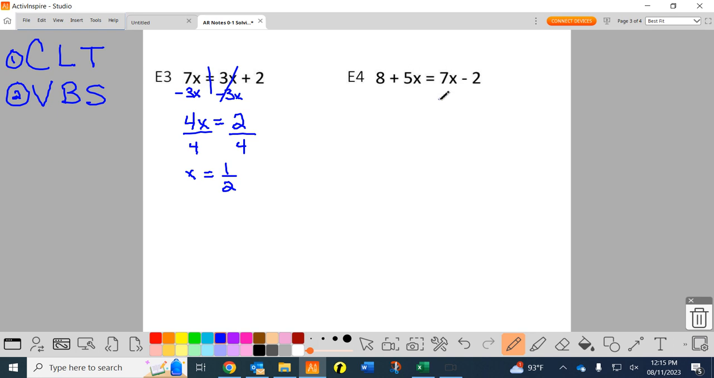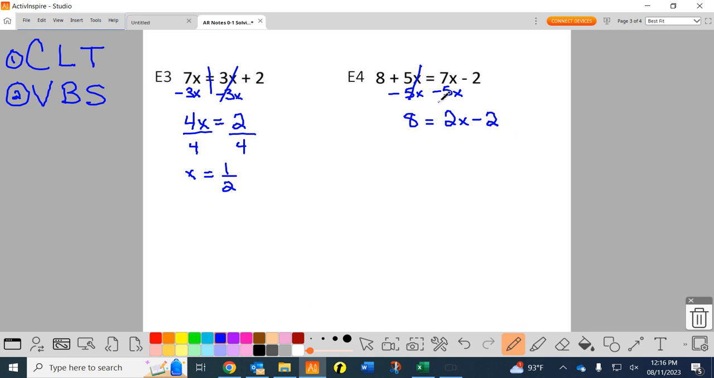The next one. This one. Which one would you move, the 5x or the 7x? I would move the 5x just because I hate negatives and I'm going to make my life easier. I would move the smaller one. Guess what? You get the same answer no matter which one you move. I would minus 5x minus 5x. The whole reason is so I can cross that out, so I have variables only on one side now. It's going to make it 7x minus 5x, which would be 2x minus 2. Bring that minus 2 down.